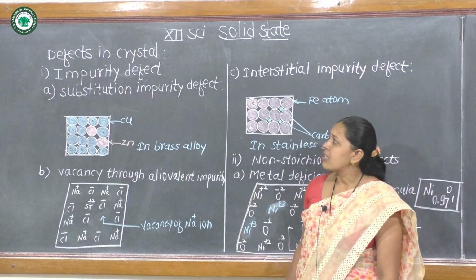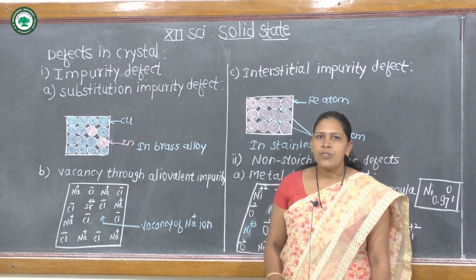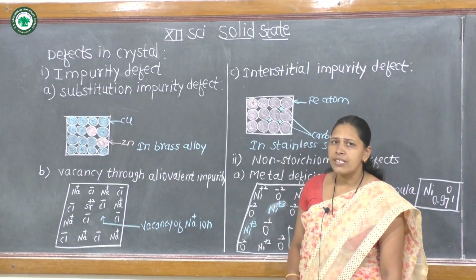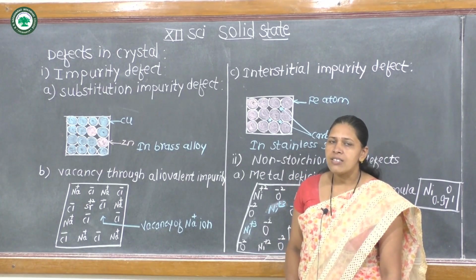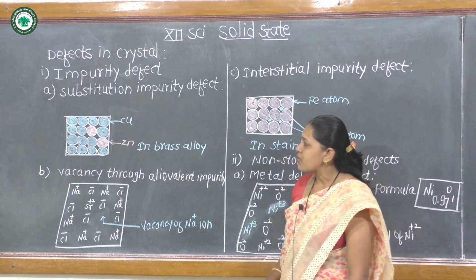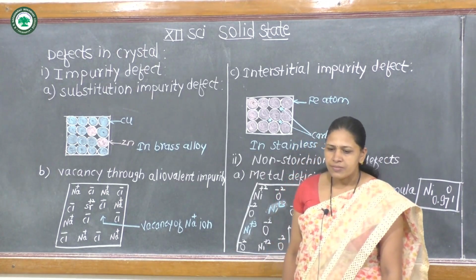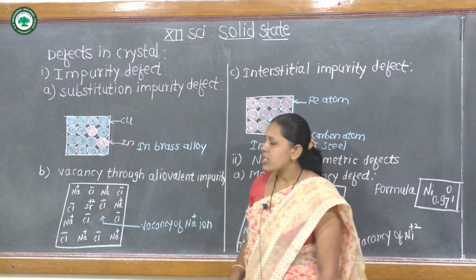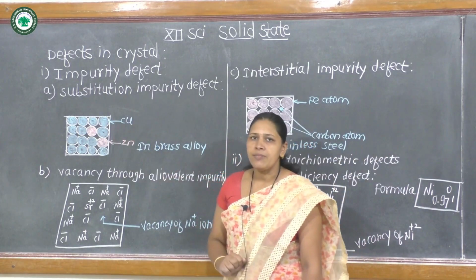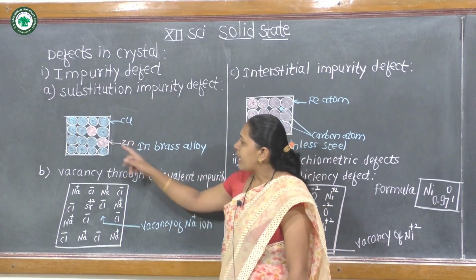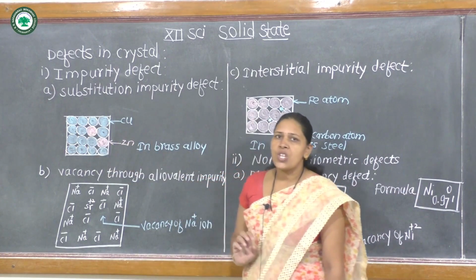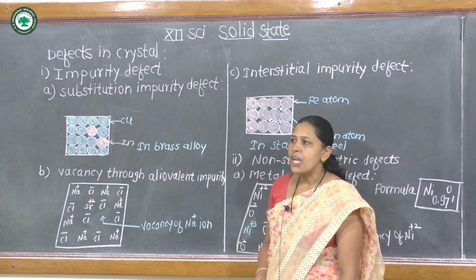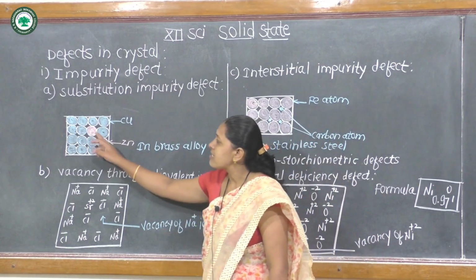In this type of defect, a foreign atom is found at the crystal site in place of the host atom. For example, in brass alloy, host atoms are copper atoms, but the position of a host atom is occupied by a foreign atom, that is a zinc atom.